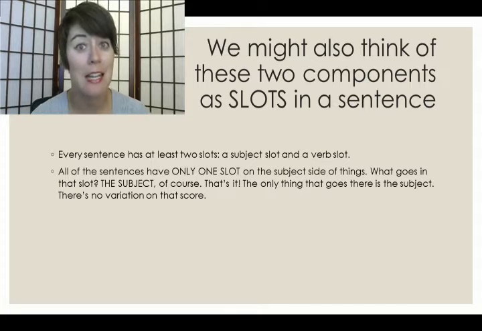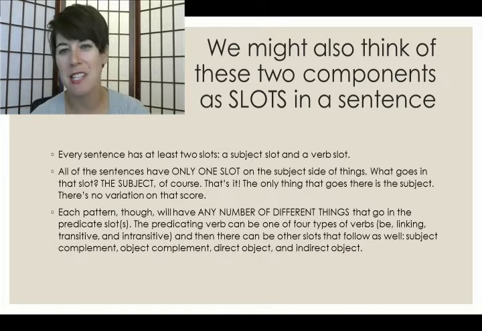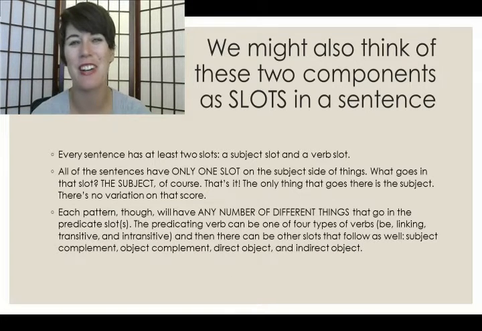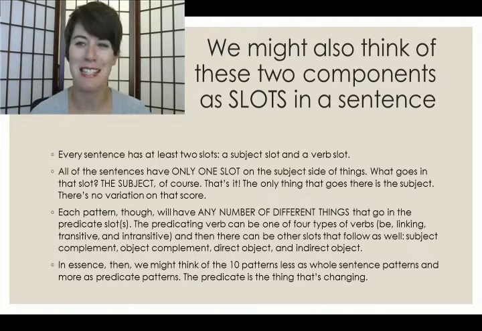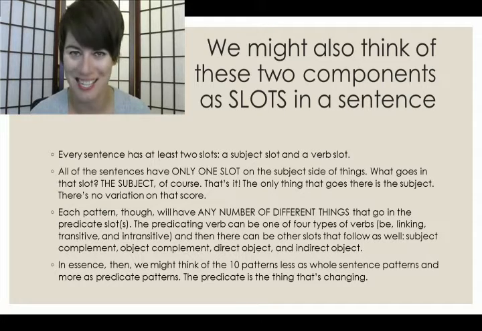What goes in that slot? The subject. The subject goes in the subject slot. There's not a lot of variation on that score, but every pattern is going to have any number of different things that go in the predicate slot or slots. The predicating verb is going to be one of 4 verb types: be, linking, transitive, and intransitive. And there will be other stuff that follows as well: subject complement, direct object, indirect object. So we might really think of these 10 sentence patterns less as whole subject patterns and more as predicate patterns. The predicate is the thing that's changing.